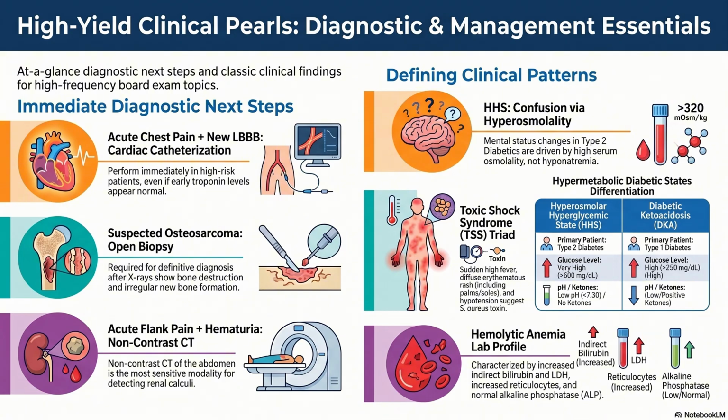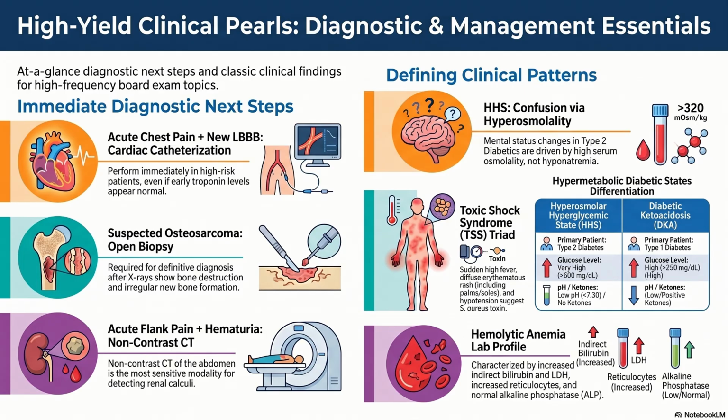It just catches everything. But here is the critical diagnostic power of that net. If you drag that massive fine mesh net through the entire lake, pull it up to the boat, and it is completely 100% empty, then I can be absolutely certain there are no rare fish in that lake. Exactly. You have ruled out the presence of the fish. And that is what SnNout means. A highly sensitive test, when negative, rules out the disease.